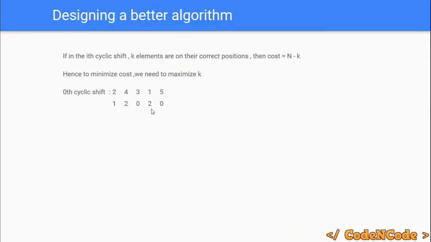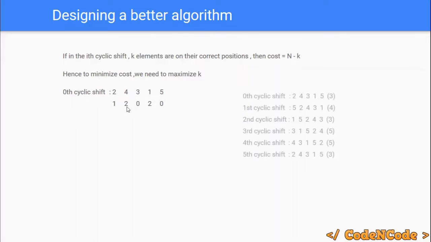Now the question is, how do you calculate the number of right cyclic shifts needed for an element to be on its correct position? Well, you can calculate it. First let me show you using this. As you can see, if you perform 0 cyclic shifts, there are 2 elements on their correct position. That means the cost would be 5 minus 2, which is 3. Similarly, you can confirm for 1, 2, 3 and 4.